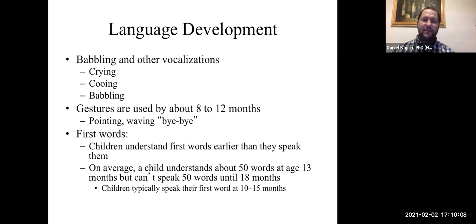Waving bye-bye. Before you can say goodbye, you can wave your hand and gesture, and that's a nonverbal communication strategy that you acquire at about 8 to 12 months. Typically, you say your first word at 12 months to about 18 months. And if your child is not speaking at 18 months, I strongly encourage you to do a whole host of testing. And in fact, the American Academy of Pediatrics suggests you should test a child for autism at 18 months and 2 years. So why 18 months?